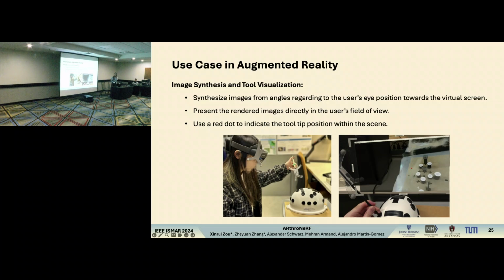In addition, we have a use case in augmented reality where we can extend this idea. We can attach the passive marker to the HoloLens, and then generate images from angles regarding the user's eye position towards the virtual screen, and then present the rendered images directly in front of the user's field of view, and use a red dot to indicate the tooltip position within the scene.